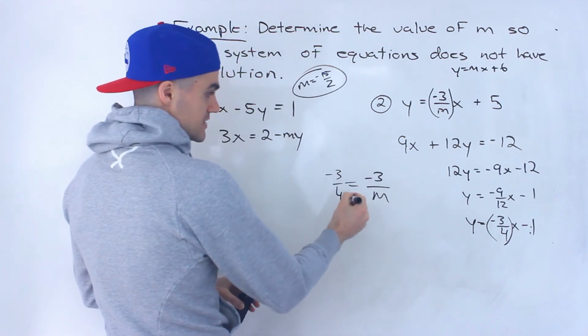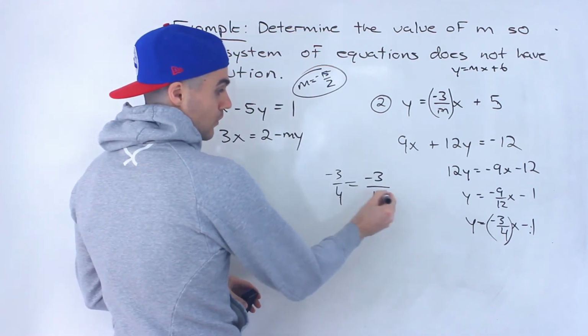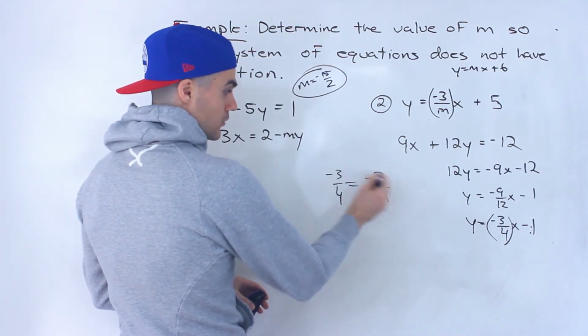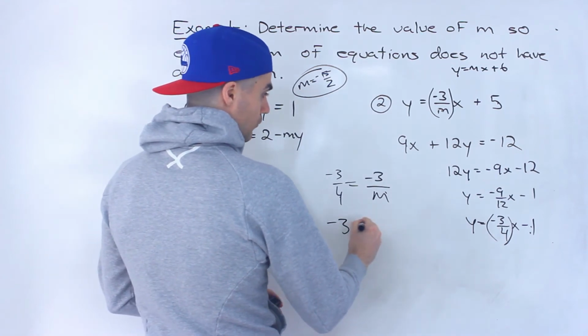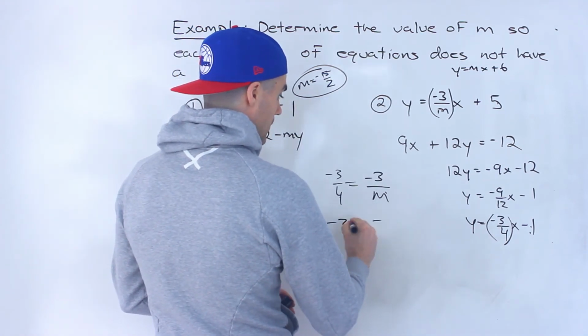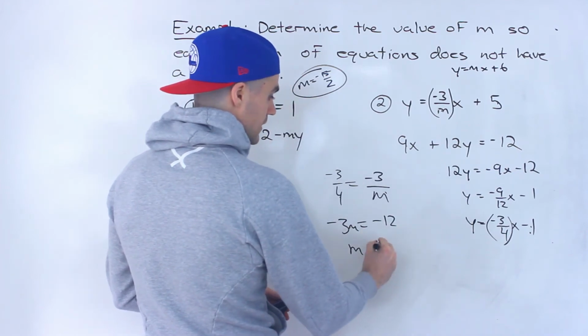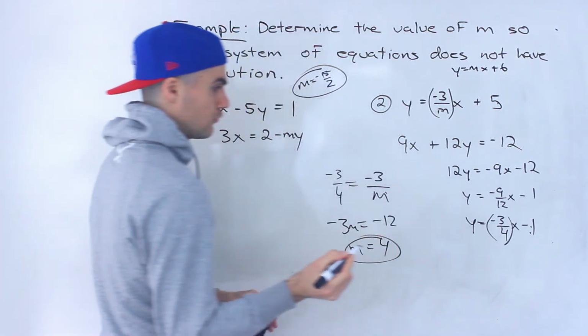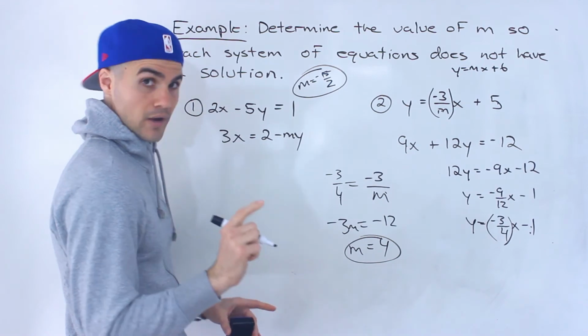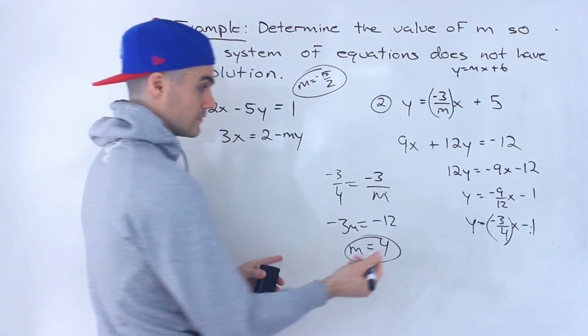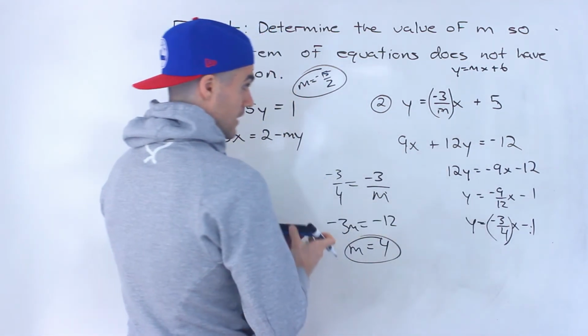And then from here, it's easy to tell that just 4 is equal to m, right? Because the numerators here are the same. But if you did want to go through the whole process and cross multiply, divide both sides by negative 3, m would be 4. Right? So that's one way to go about it. Both slopes would be the same then.